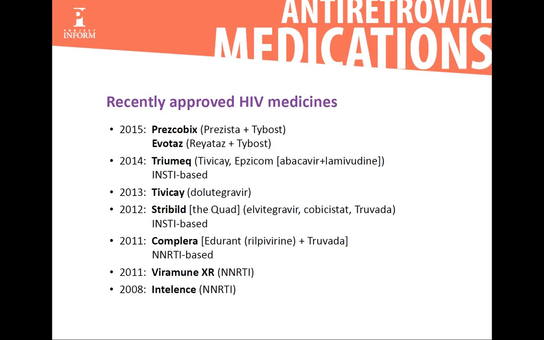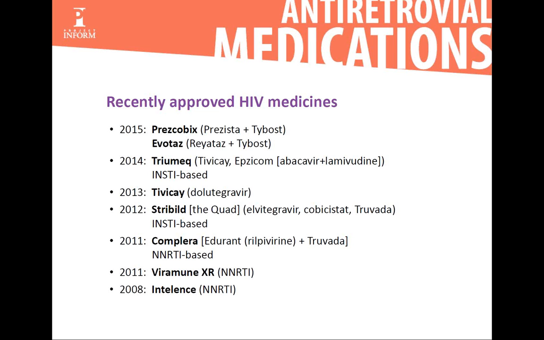So these are the most recently approved HIV medications, and that medicine cabinet slide did not include the top 2 here. So this would be 36 and 37 medications that have been approved. So Prezcobix and Evotaz were approved last month. These are both combo pills.